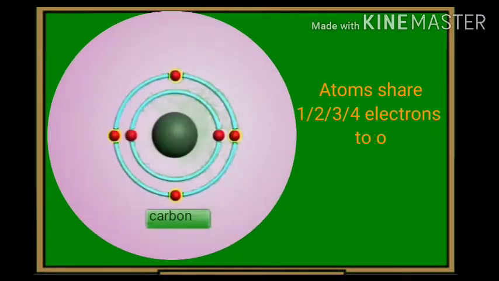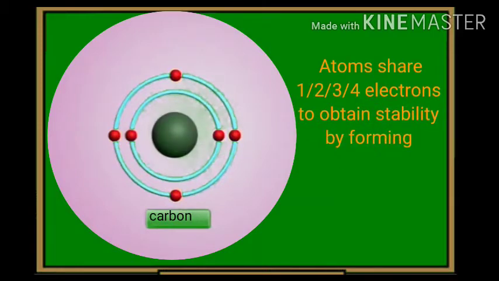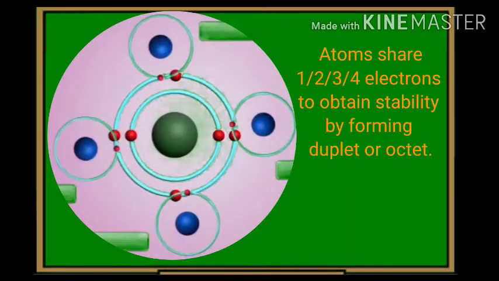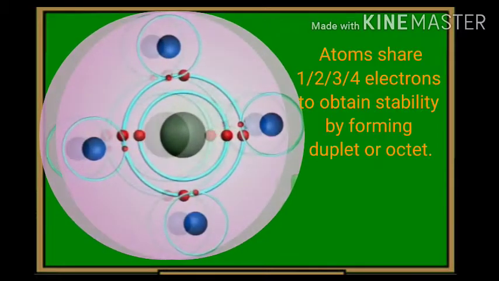While in some cases, atoms neither gain nor lose electrons. Instead, they share 1 or 2 or 3 or 4 electrons to obtain stability by forming a duplet or octet. Like carbon. Carbon has 4 electrons in its valence shell. It combines with 4 individual hydrogen atoms. Hydrogen atoms achieve a duplet and carbon achieves an octet to form the molecule of methane. This way both elements become chemically stable.